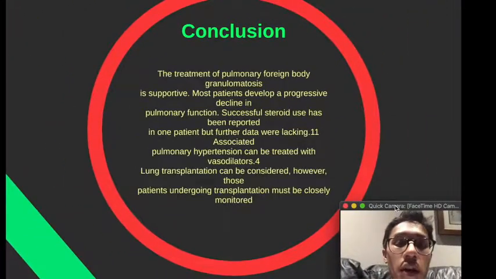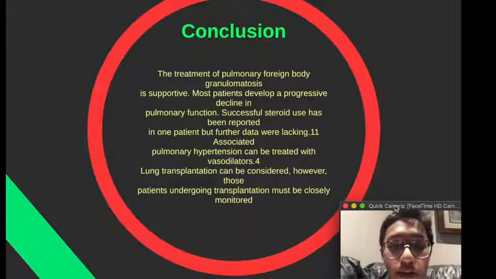In conclusion, the treatment of pulmonary foreign body granulomatosis is supportive. Most patients develop a progressive decline in pulmonary function. Successful steroid use has been reported in one patient, but further data were lacking. Associated pulmonary hypertension can be treated with vasodilators.